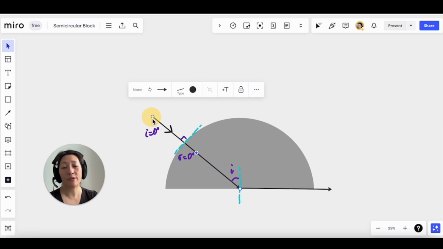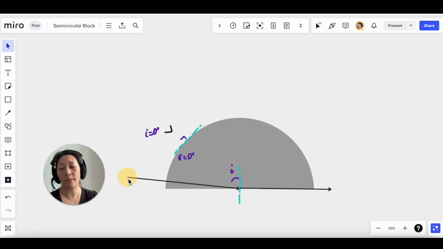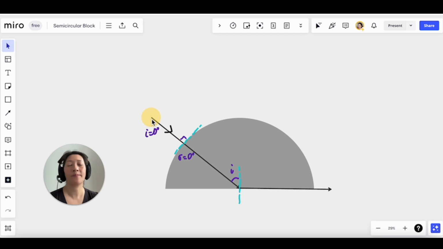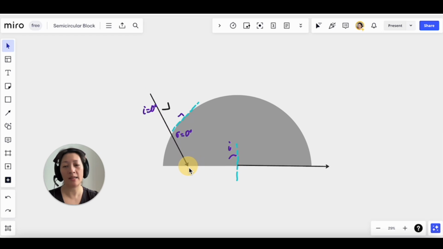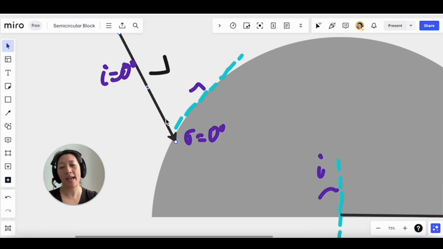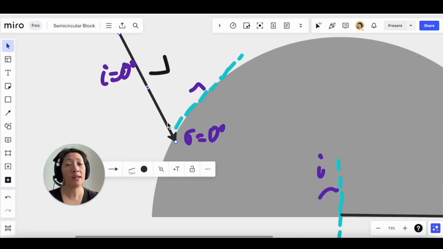This enables us to manipulate the angle to be as large as we want it to be. When using the semicircular block, do we always have to aim it towards the center? Can we not aim it at some other angle? If you do that, you won't get a straight line, because if you were to aim the light ray like this, you can see now that at this point, the light ray is not parallel to the normal line.